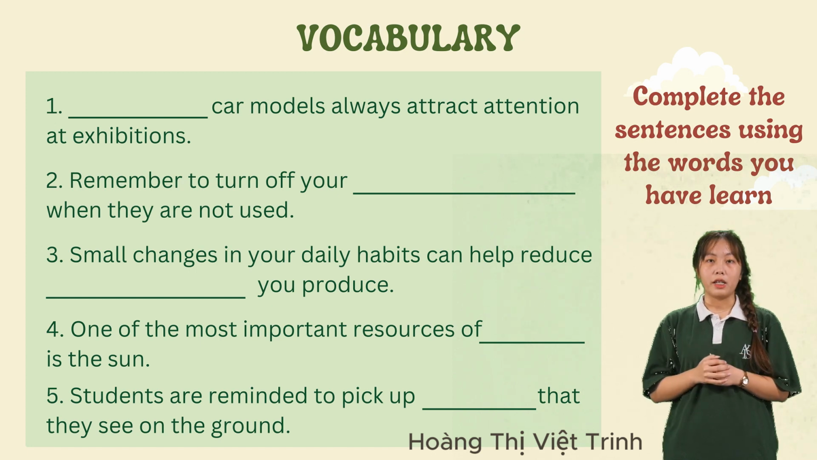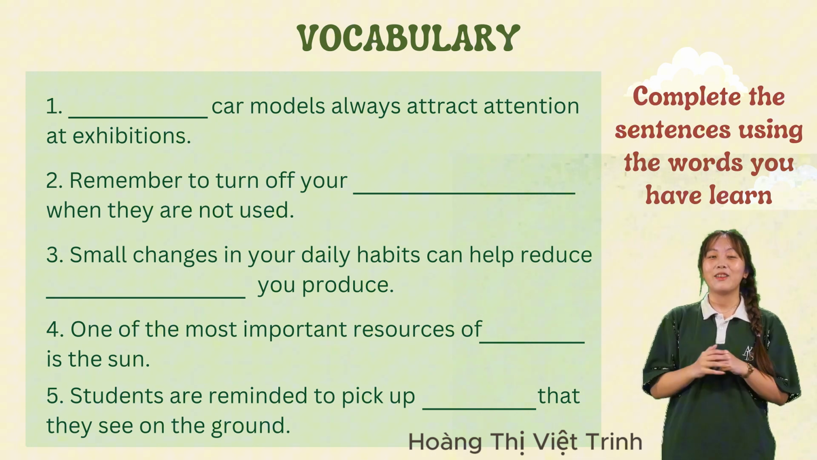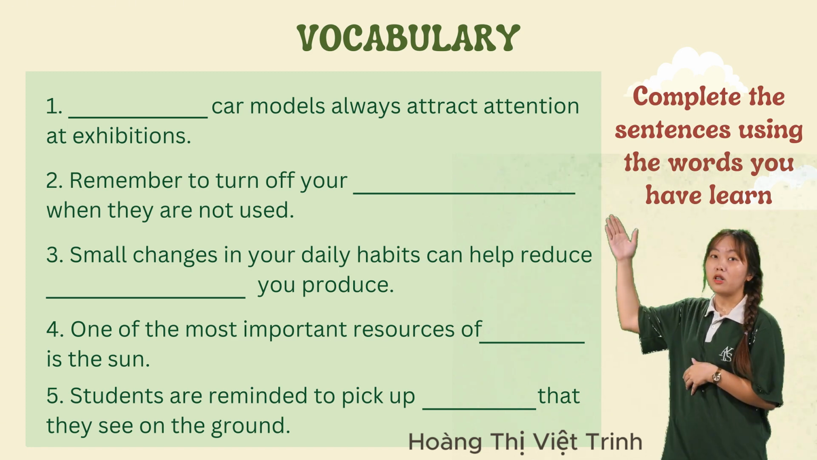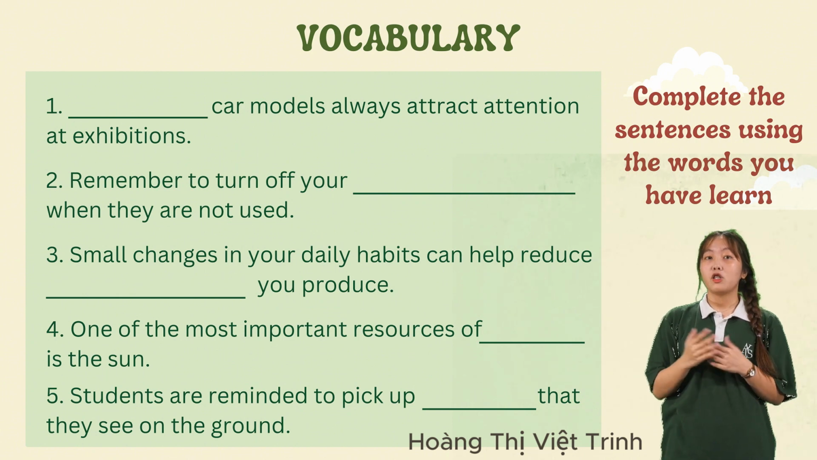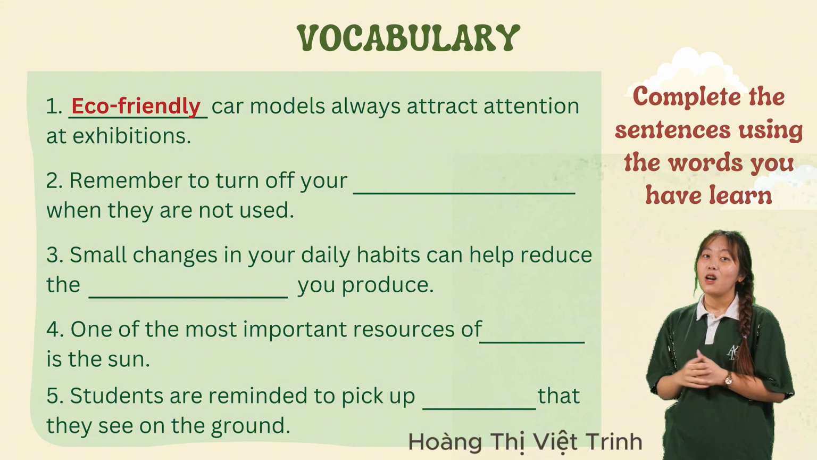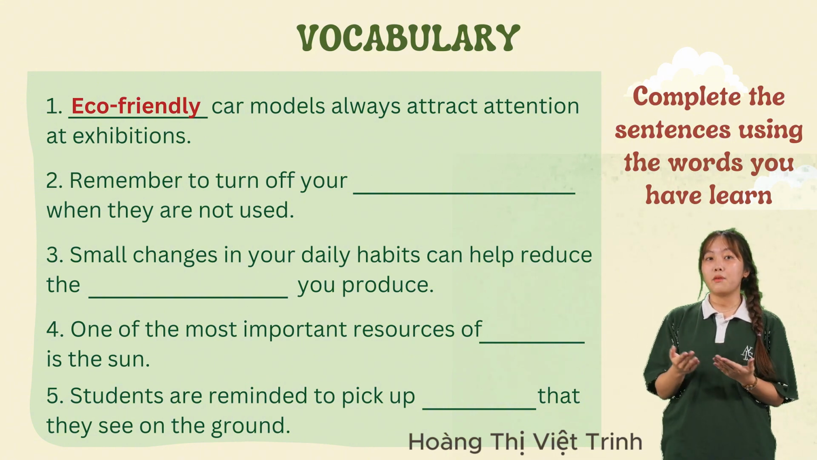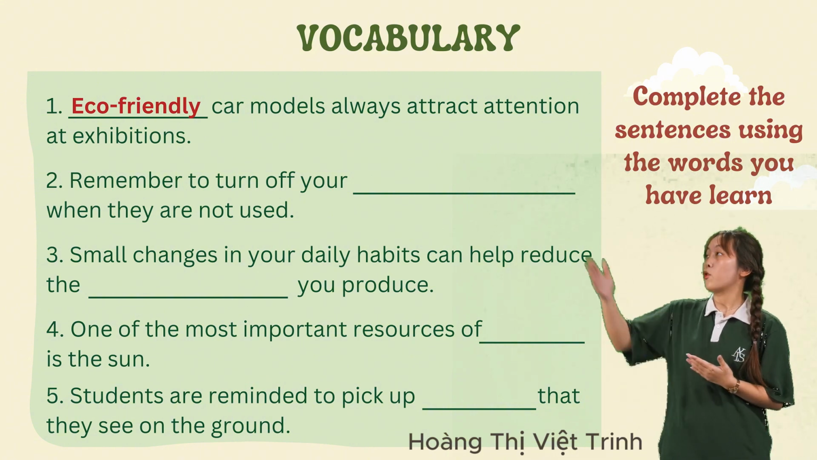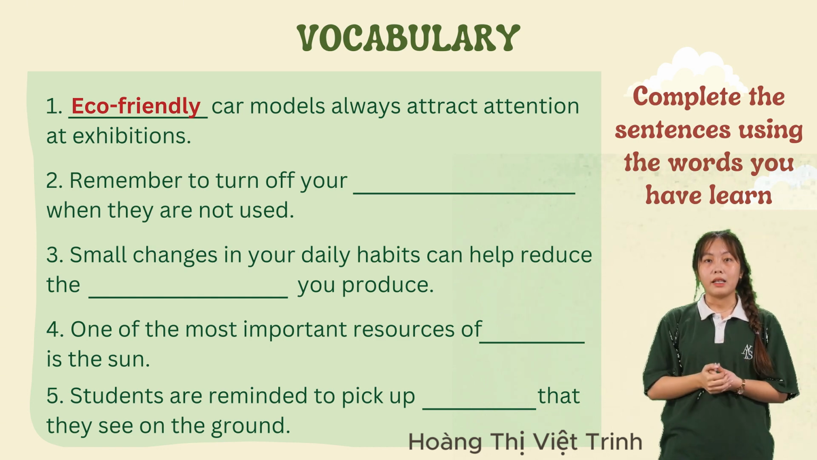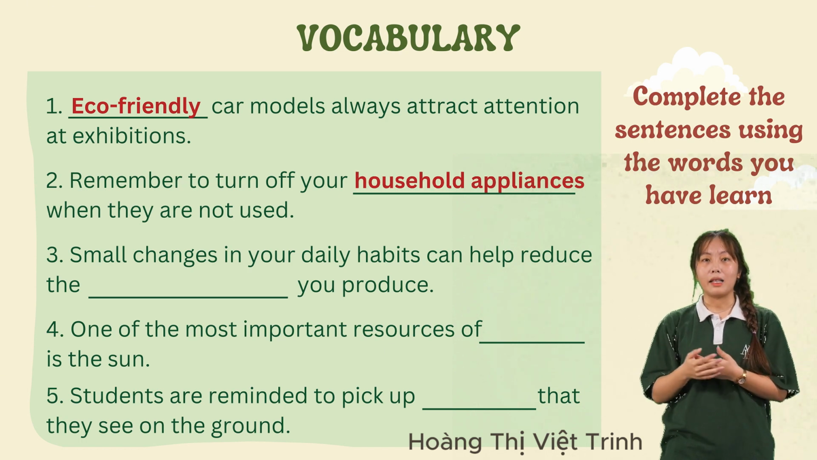Now let's get started. Time's up. Now we're gonna check the answer. With sentence number 1, we need an adjective, modifying car models that come after it. So the appropriate adjective here is eco-friendly. With sentence number 2, because there is a possessive adjective your, we need a noun or a noun phrase to go after it. Our answer to this sentence is household appliance.